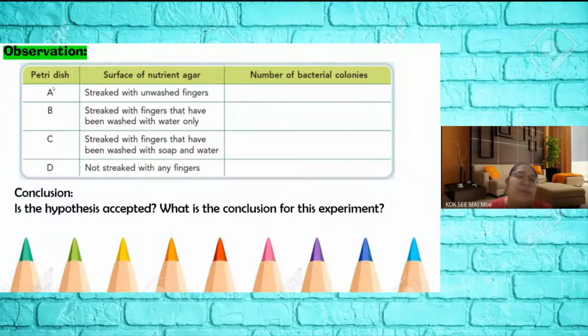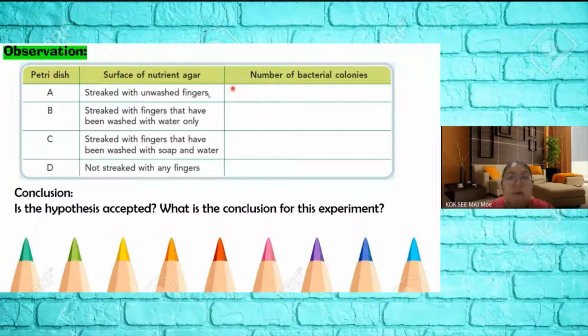Okay, observation. After you see so many things, I want you to give me the answers. You just tell me many bacteria colonies, less bacteria colonies, no bacteria colonies, and a few bacteria colonies. So your 4 answers are here. Answer me the first one, the unwashed finger. Your answer should be, Jia says, many.